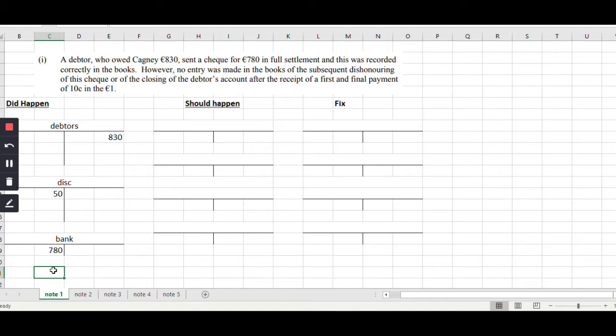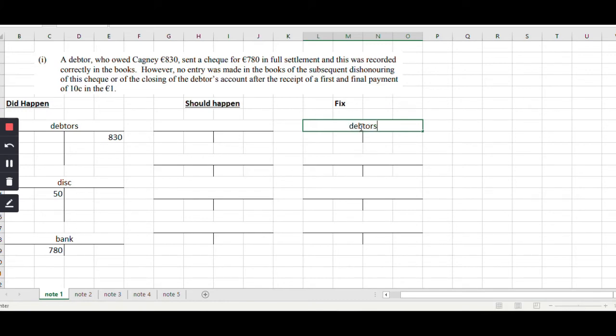First of all, what we have to do, so really this would be the fix column, okay? So there's no should column, we'll just go straight to the fix column to fix this because it was left out altogether. The first column was done correctly and we're going to fix it. So what we need to do first of all, the subsequent dishonouring of the cheque. So these three things here, the debtors, the discount and the bank, they all have to be reversed.